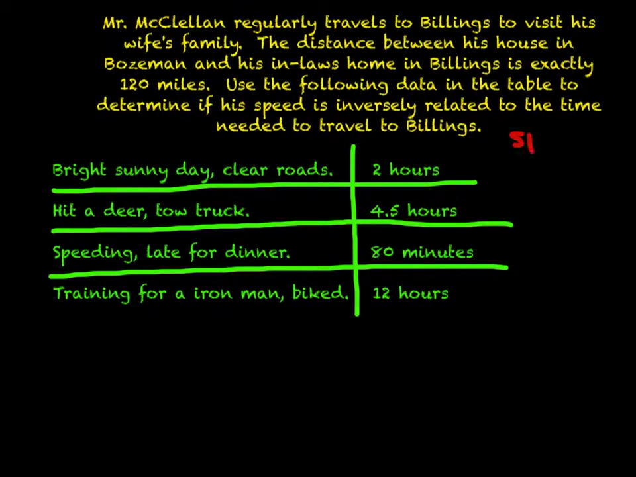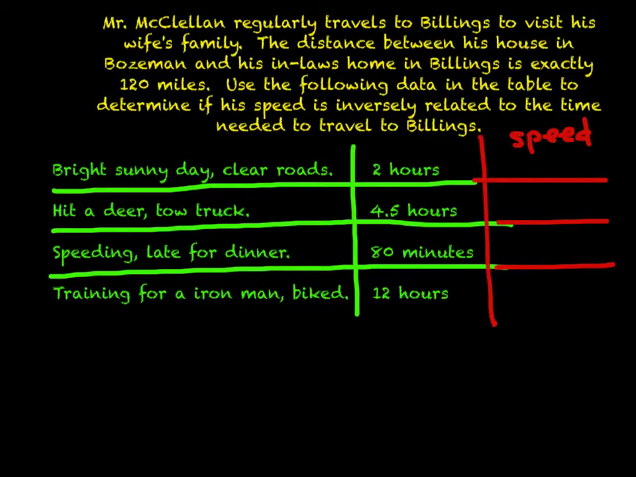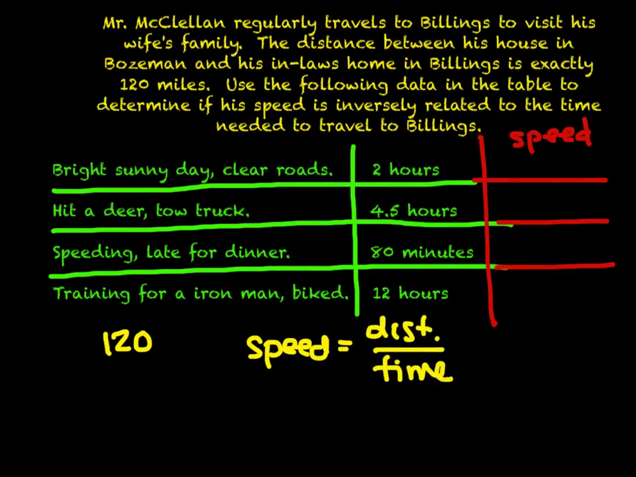Let's add speed to our table. If we had 120 miles, and we are looking for his speed if it takes 2 hours, we know speed is essentially equal to distance divided by time. So we need to do 120 divided by 2, and we'd get 60. So we have 60 miles per hour for that case.